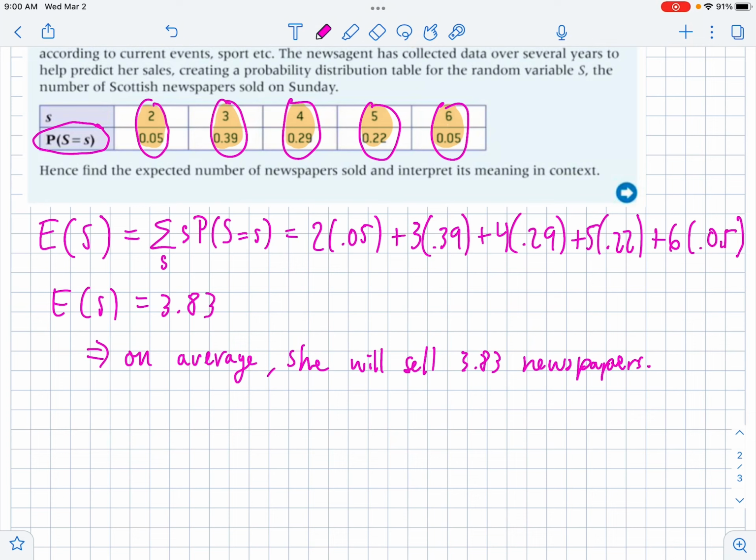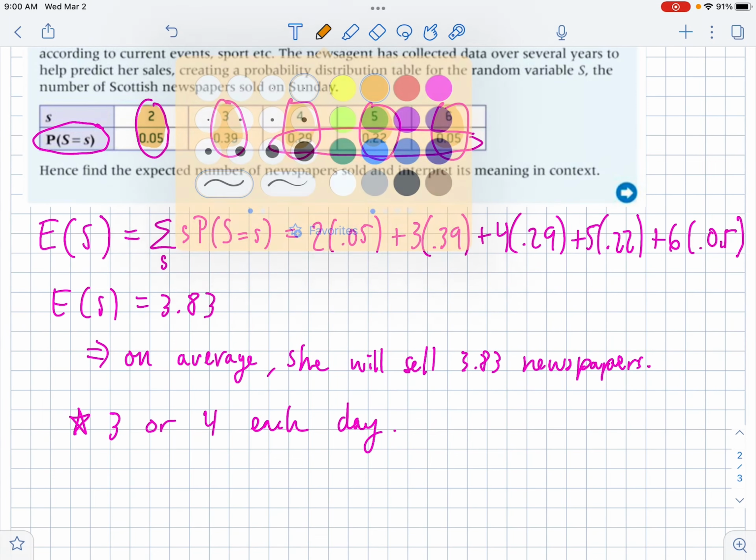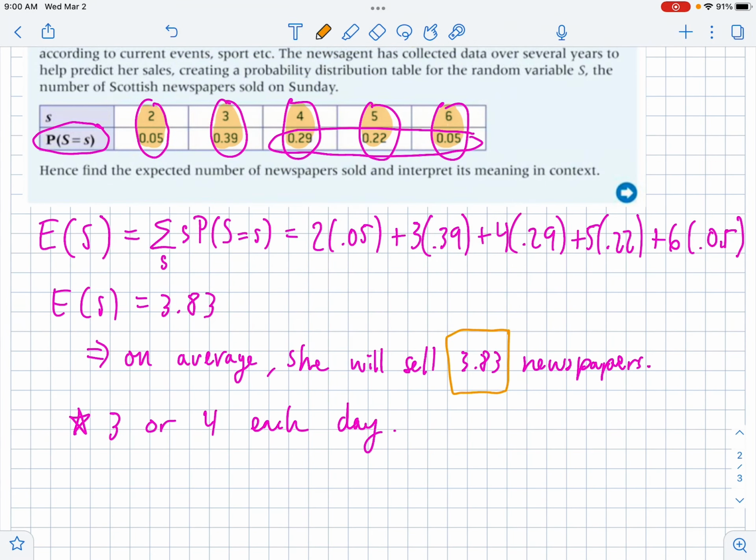So what do we want to say? She should prepare for 3, but probably closer to 4. The probability of her selling more than 3 newspapers would be all of these numbers added together, which is about 50%. But I think really the whole point of this problem is just to find the expected value, that the expected value is 3.83.